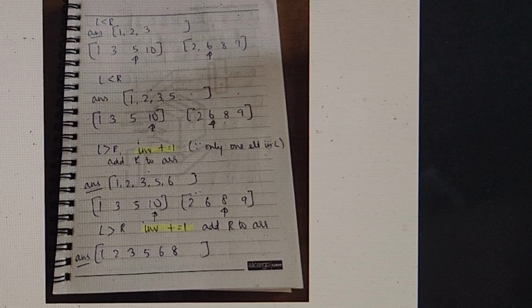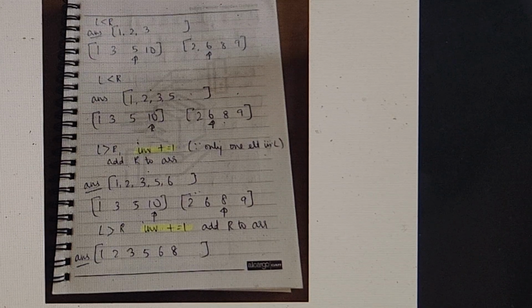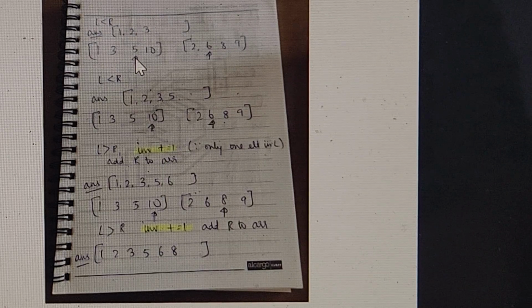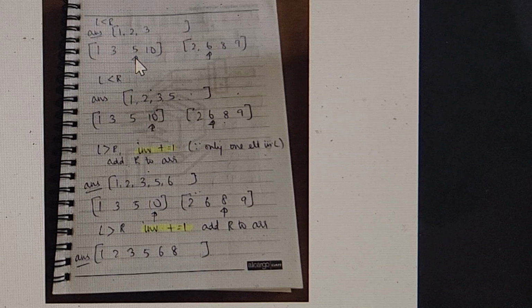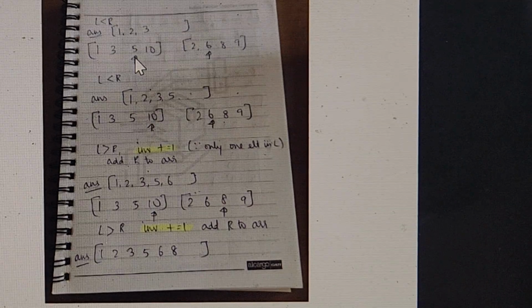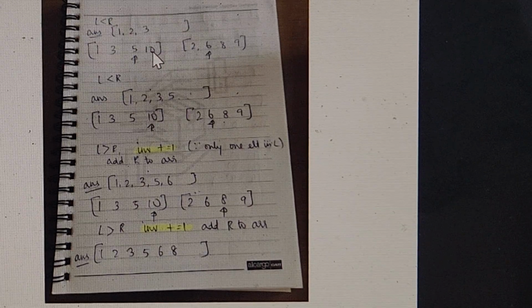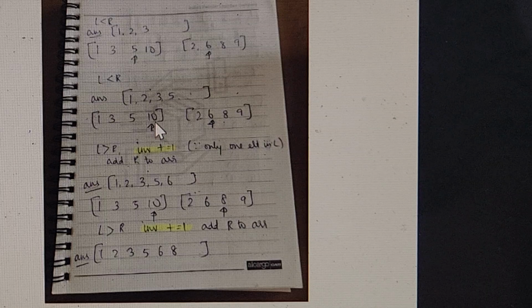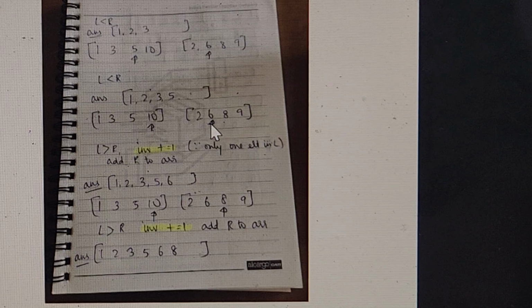Moving on, again you compare between the 3 and the 6. The left number 3 happens to be smaller, so you will simply put that in your answer array. You will advance the left pointer by one step. No manipulation is done on the inversion variable. Again, this is a 5, this is a 6. Compare, 5 is smaller, simply add and move the left pointer one step. Now your left pointer is at the 10, your right pointer is at the 6.